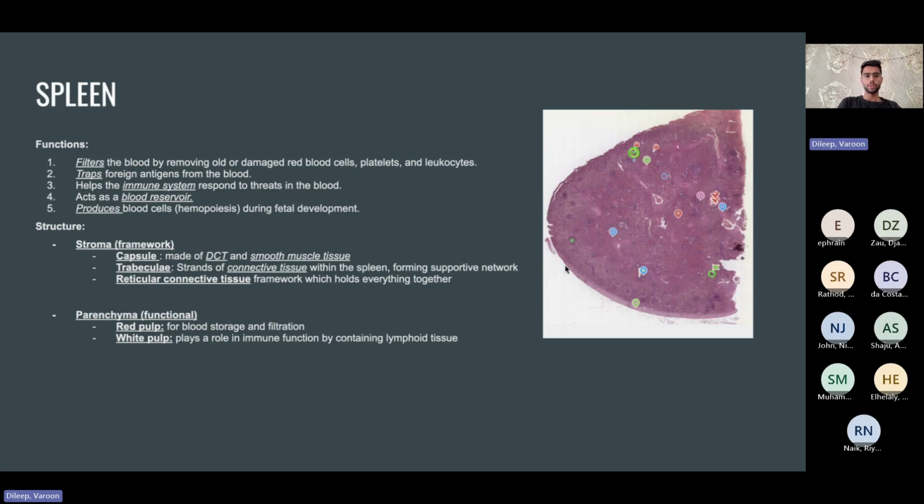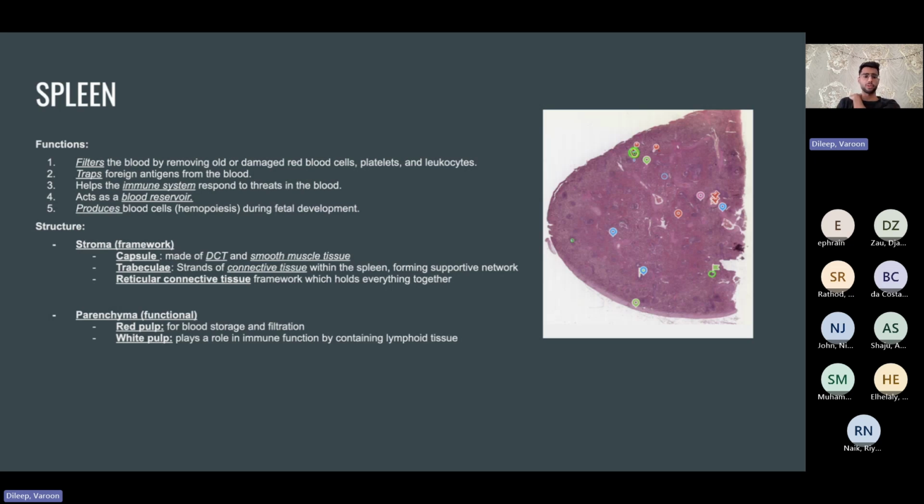Then we have the trabeculae, which are strands of connective tissue protruding inside. They come from the capsule and protrude inside the spleen. And then we have the reticular connective tissue framework, which holds everything together. The parenchyma is divided into two parts: the red pulp and the white pulp.